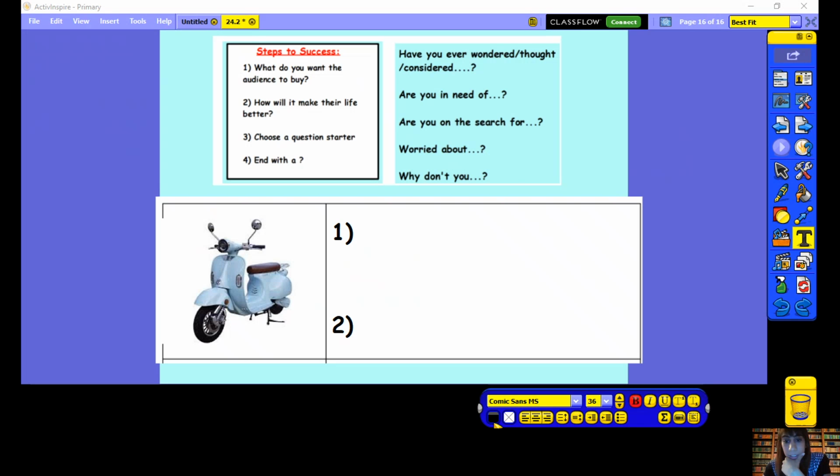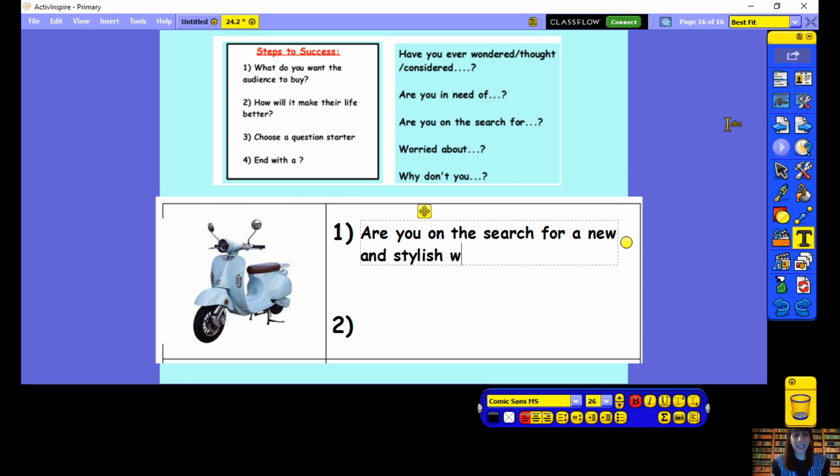I think I'm going to go for "Are you on the search for?" Are you on the search for a new and stylish way to travel? That could be my first sentence, my rhetorical question, to get people interested. Are you on the search for a new and stylish way to travel? And now I'm going to write my second one.